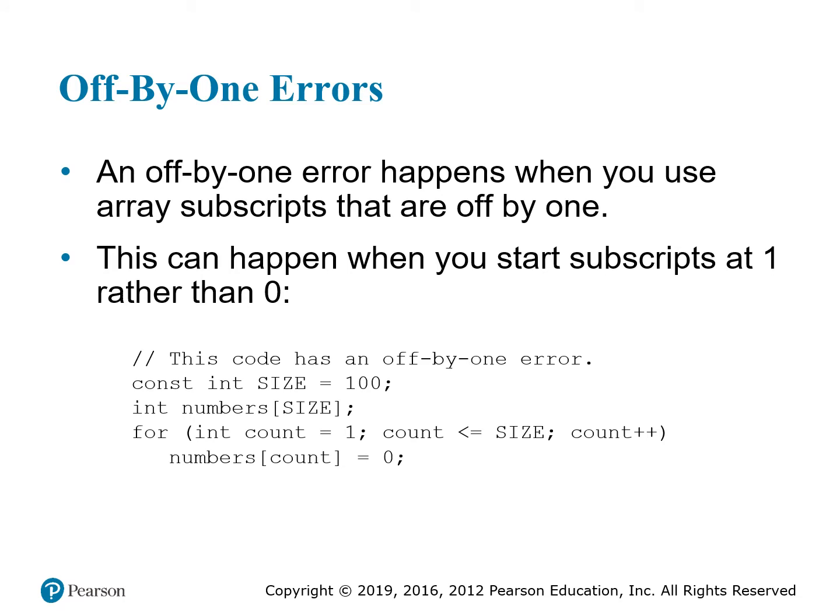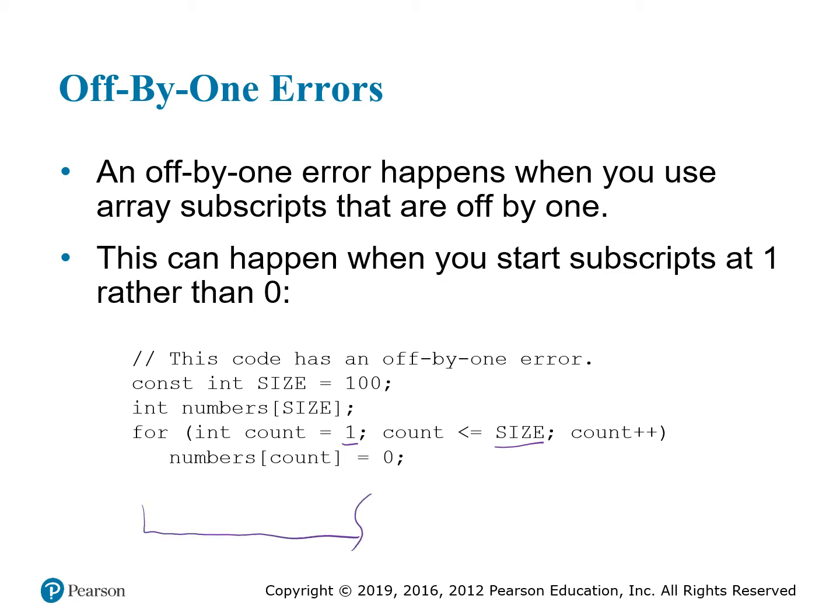A common way to do this is what's called an off by 1 error, and that's where you forget, for example, that the indexes run from 0 to size minus 1, and so you write your for loop to start at 1 and run to size, and all of the things that you stick into numbers will be off by 1.